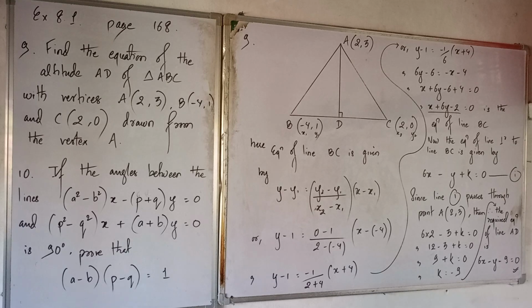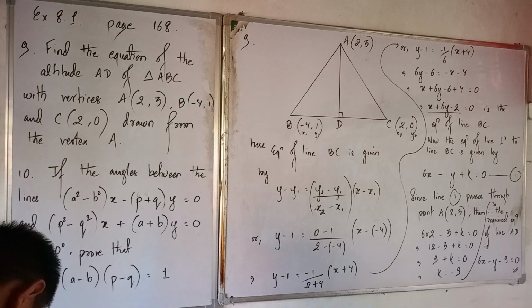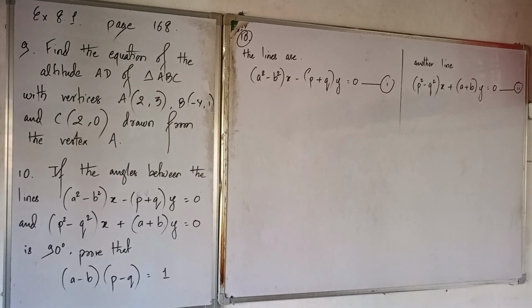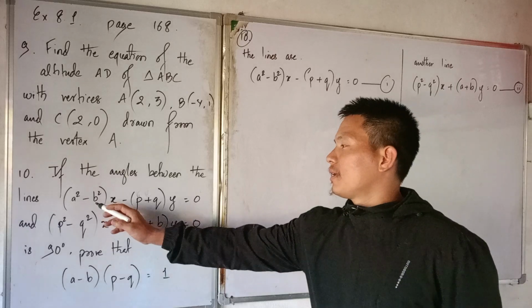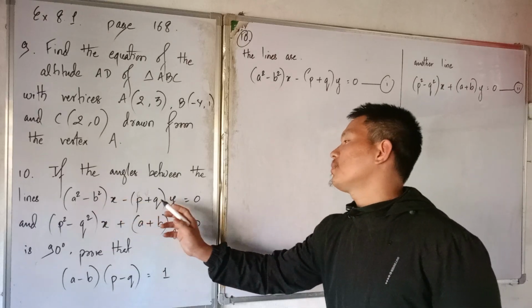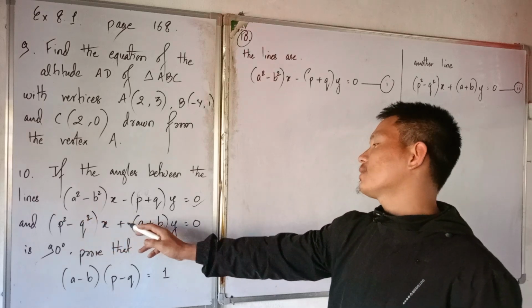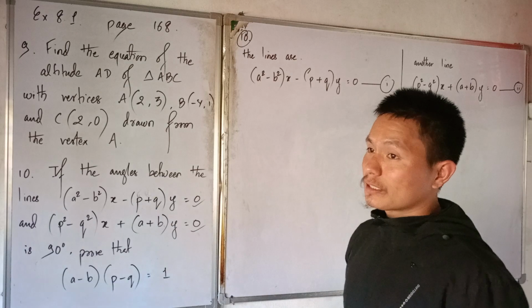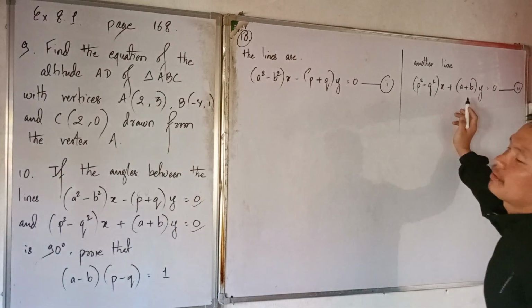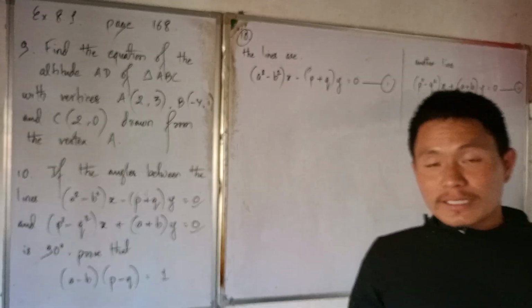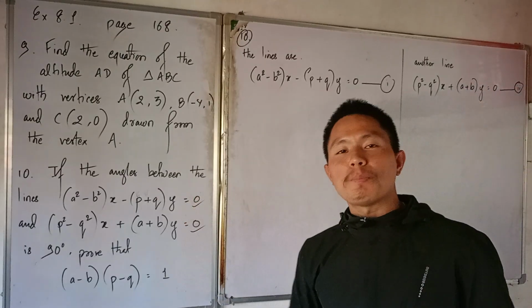Okay. Without any further delay, let's move on to number 10. Okay, so I'm going to rub this. So in number 10, you can see the angle between the lines (a square minus b square)x minus (p plus q)y, and another line (p square minus q square)x plus (a plus b)y. There are two lines given, this and this. If the angle between these two lines is 90 degrees, it means these two lines are perpendicular to each other.